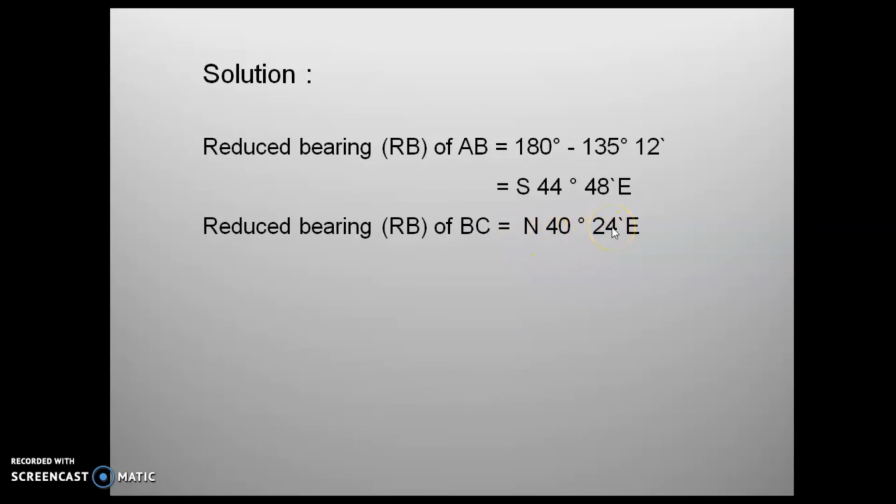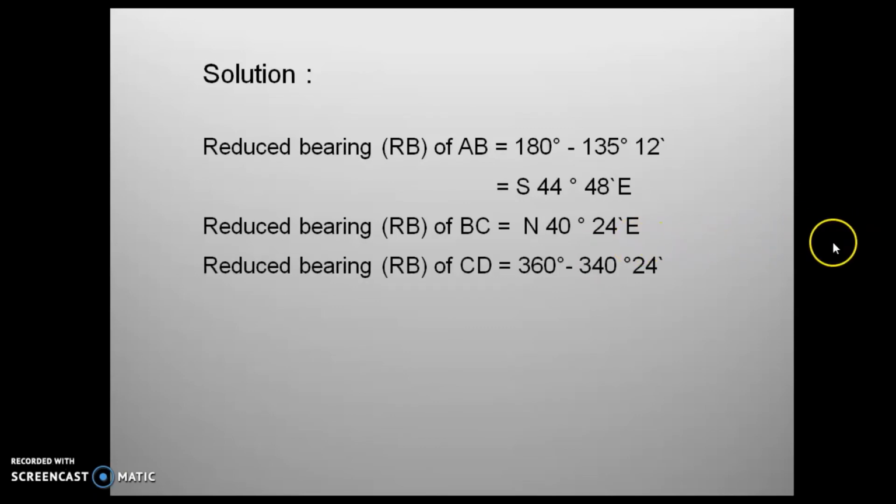Next, the reduced bearing of BC. Northeast I have written directly. Why? Whole circle bearing is 40 degrees 24 minutes. The reduced bearing will equal the whole circle bearing because it lies in the first quadrant. Next CD, it lies in the fourth quadrant, means RB equals 360 minus WCB. Please try to remember your compass surveying, which is very important, the tabular column that I am drawing here. You will get 19 degrees 36 minutes, and because it is in the fourth quadrant, northwest.